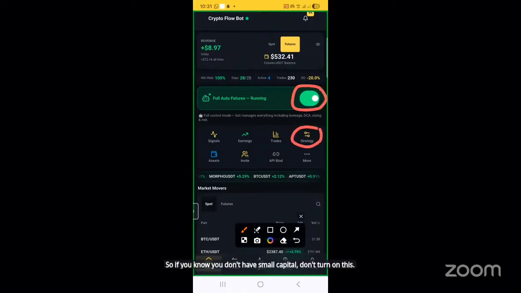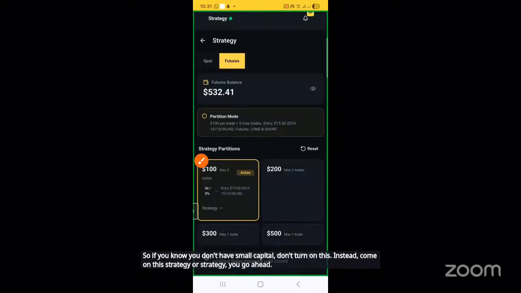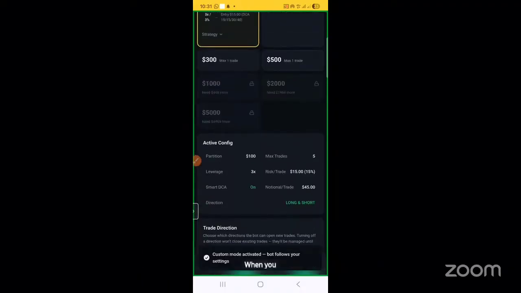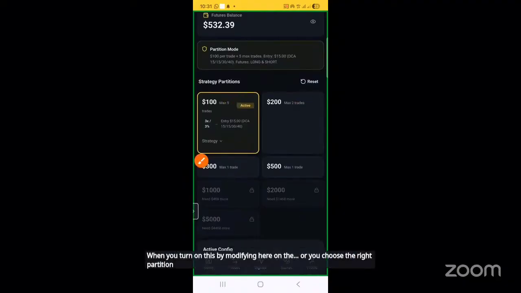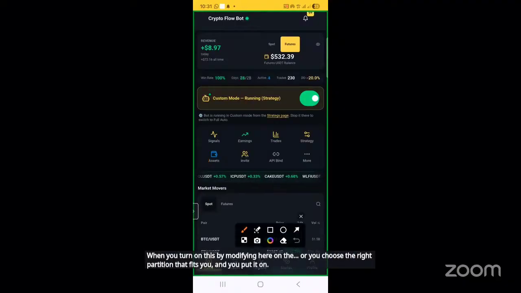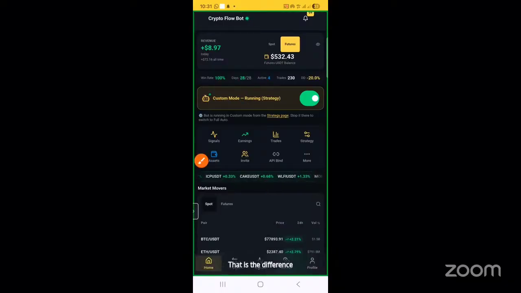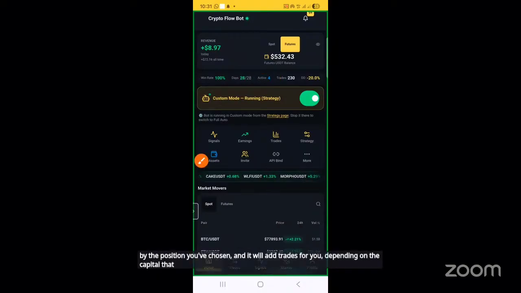Instead, come to strategy and turn on this button. When you turn on this by choosing the right partition that fits you and you put it on, it will show that it is running the custom mode. So that is the difference. In that case, it is going to get your capital, divide by the partition you've chosen, and it will add trades for you depending on the capital that is on your futures account.